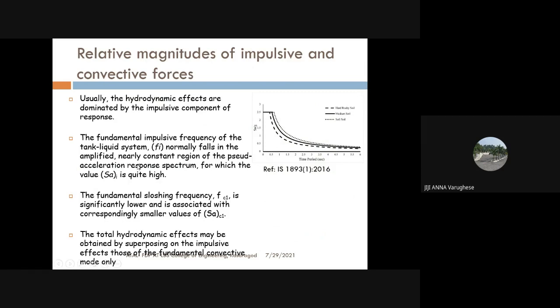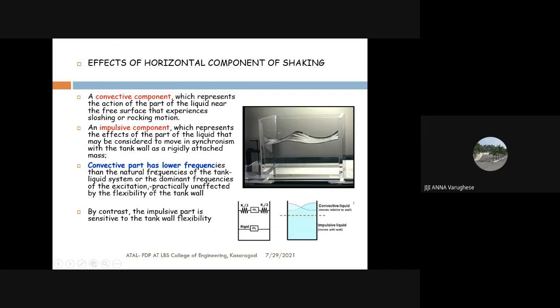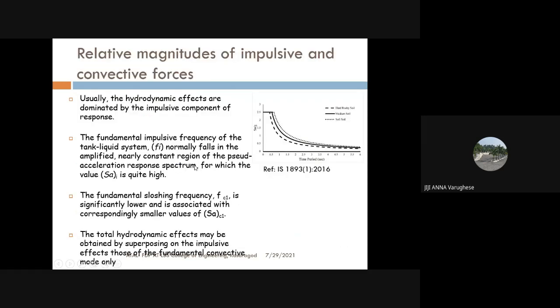And I have already told that the convective part is associated with a lower frequency. Lower frequency means it has a higher time period, and this higher time period attracts a very small spectral acceleration compared to a very stiff structure which has a lower time period. And in order to find out the base shear, we have to find out the horizontal acceleration coefficient. This horizontal acceleration coefficient depends upon the spectral acceleration value, and this response spectrum is given in IS 1893 Part 1.